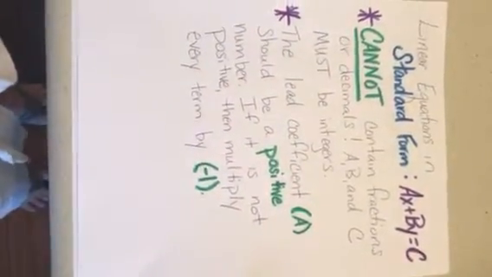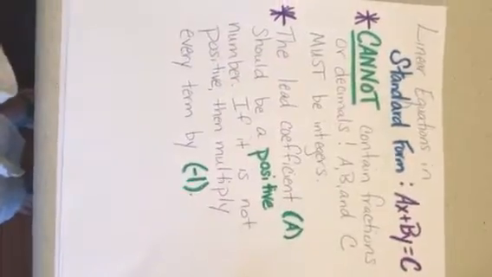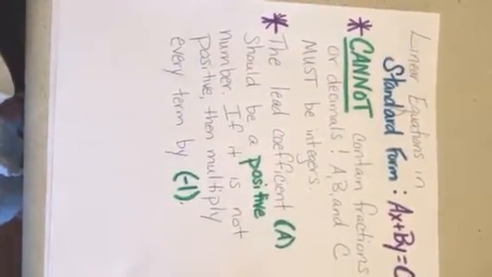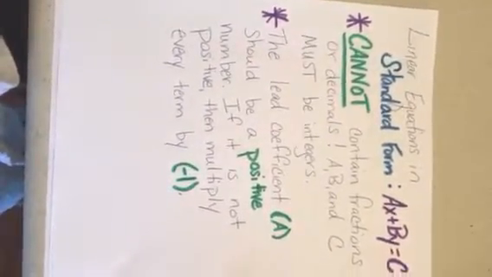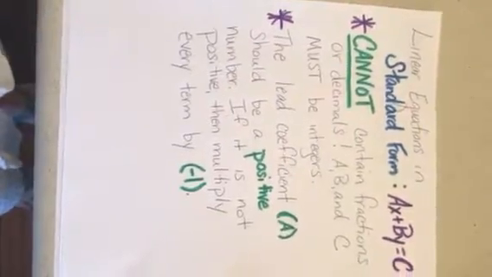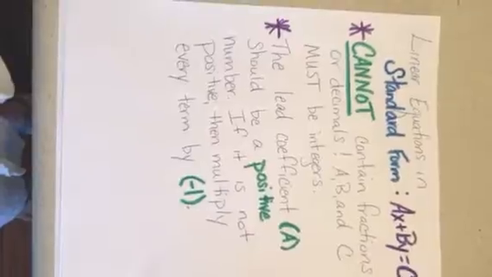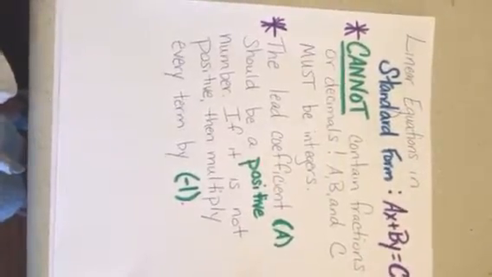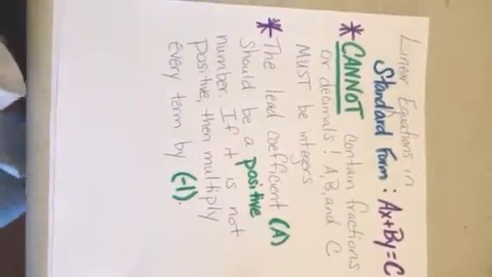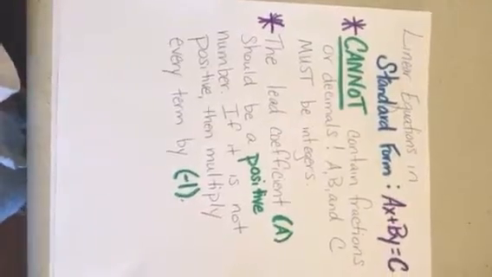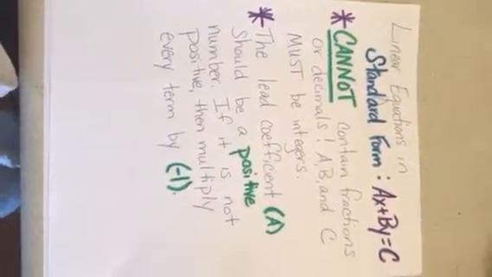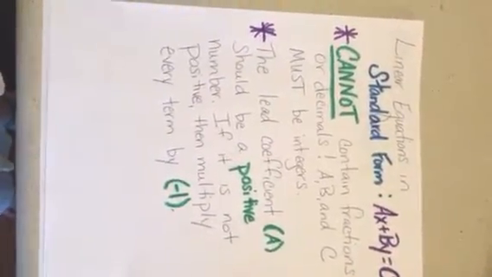What is an integer? We all should remember that an integer is a positive or negative whole number. The next thing that we need to remember about standard form is that the lead coefficient, or a, should be a positive number. If it's not positive, then we make it positive by multiplying every term by -1.